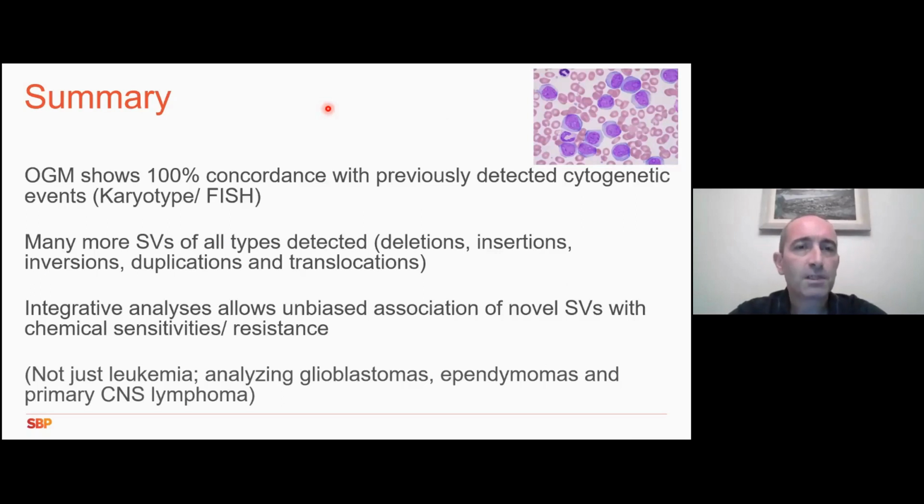So in summary, optical genome mapping shows 100% concordance with traditional cytogenetic analyses. But as I hope I've shown, we don't just find those 6 major translocations and deletions that we knew were there. We also find many, many more. And using these integrative analyses, we can associate these novel structural variants with chemical sensitivities and drug resistance to clinically relevant agents. And just to whet your appetite, we don't just do this in leukemia, we're also analyzing glioblastomas, childhood ependymomas, and primary CNS lymphomas. And as I mentioned previously, all 3 of the ependymomas we've screened have shown deletions in kinesin family members.